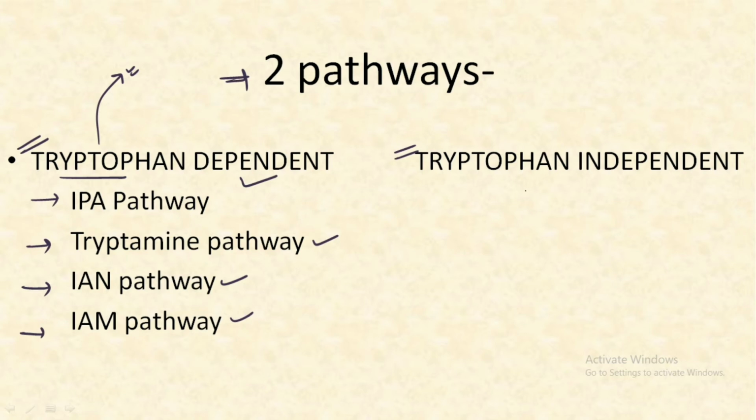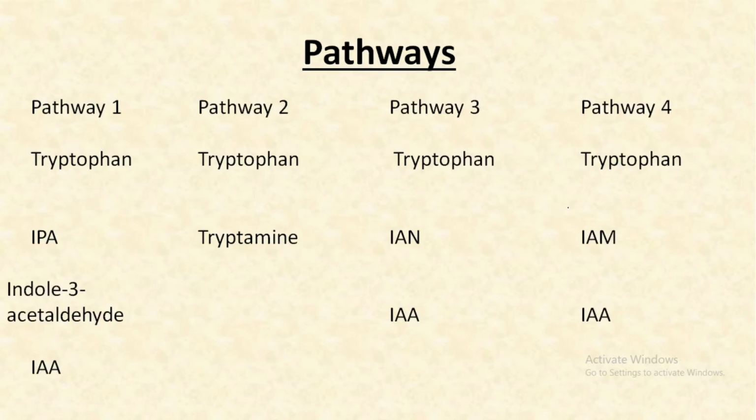And then we have the tryptophan independent pathway, which is not of much importance. We only need to focus upon the tryptophan dependent pathway. So these are the four pathways by which the auxin is produced in the plant. In case of the tryptophan dependent, we have pathway 1, 2, 3 and 4. So let's understand about each one of them in detail. Pathway 1 and pathway 2 are the most common pathways that are followed.